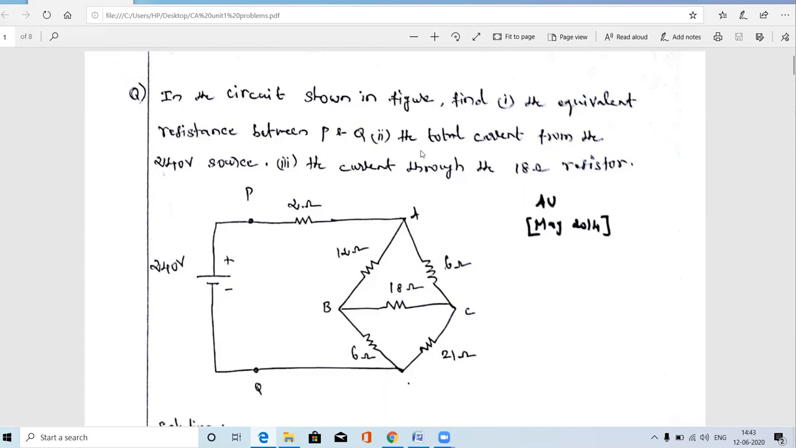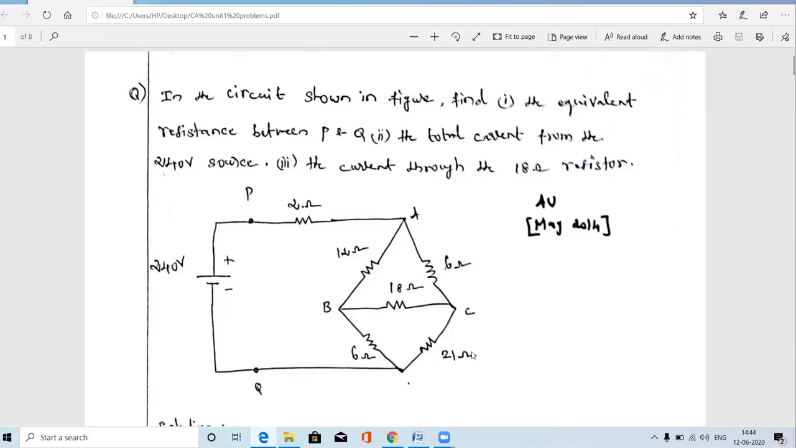Then the second question is that we have to find the total current from the battery 240 volt. What is the total current supplied by this battery? The third one is find the current through 18 ohm resistor. In the center, across this point B and C, 18 ohm resistor is there. What is the current flowing through 18 ohm resistor? These three things we have to solve. It's a May 2014 question and it's a part B question. So the first one, we are going to find the equivalent resistance across this terminal P and Q.